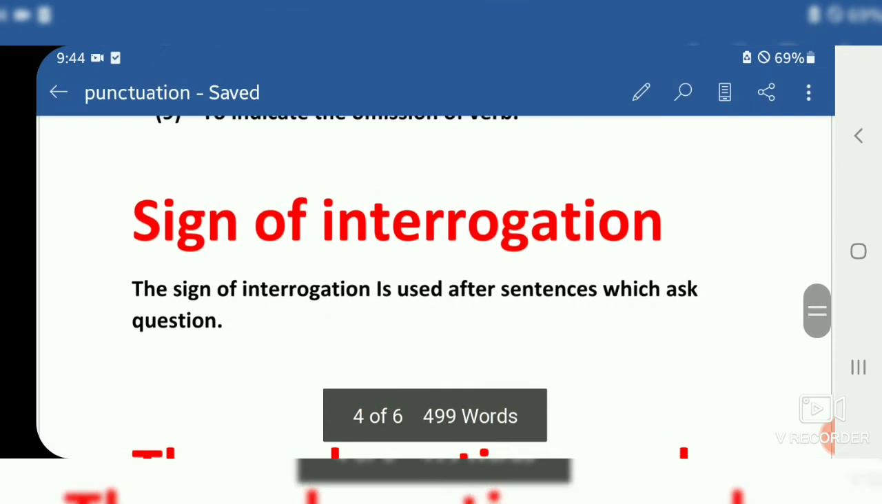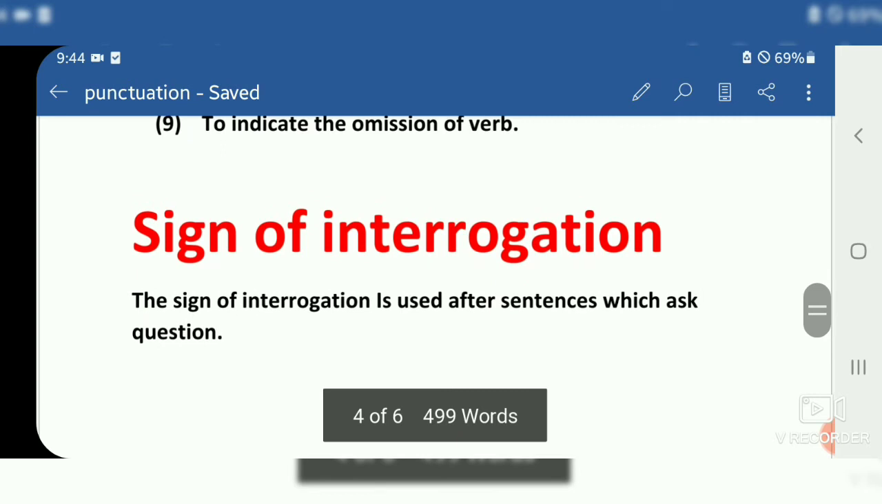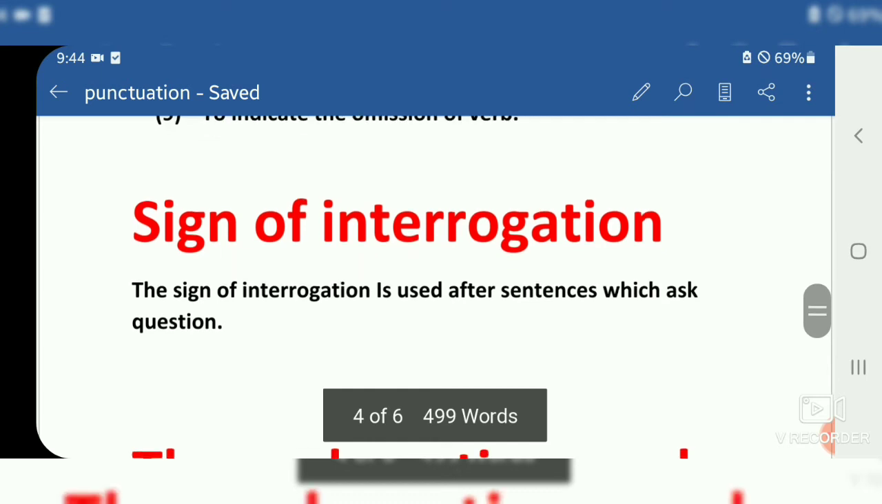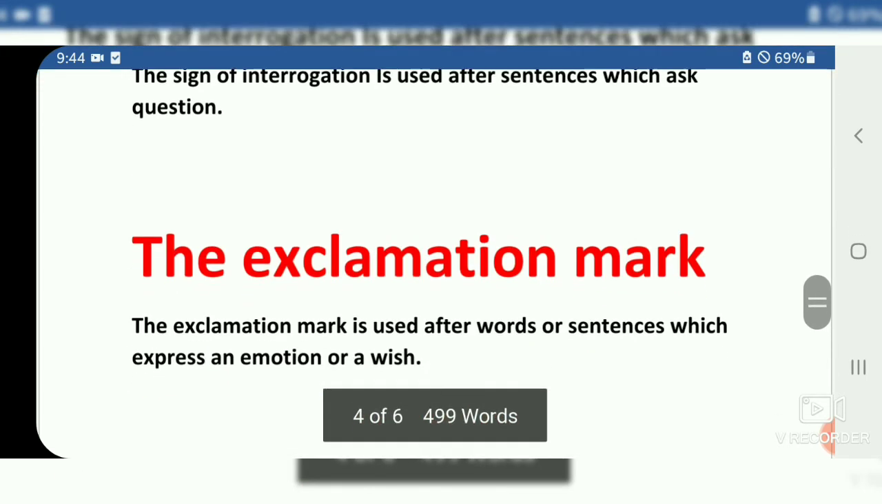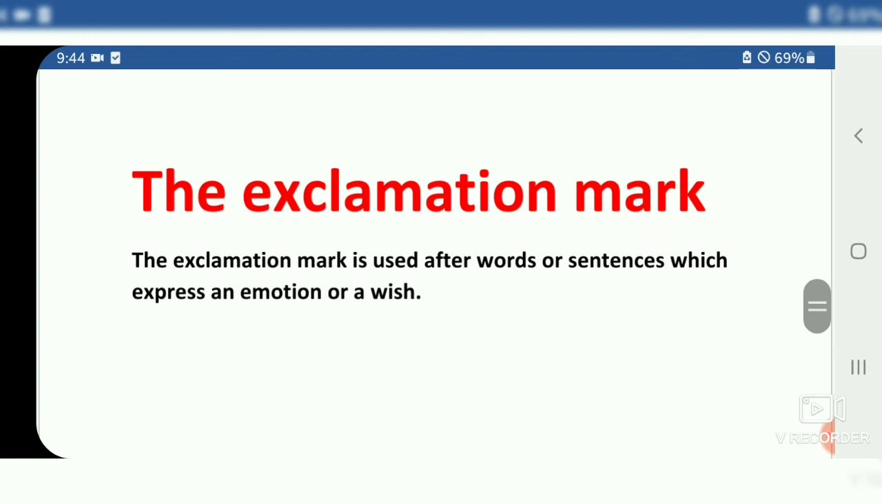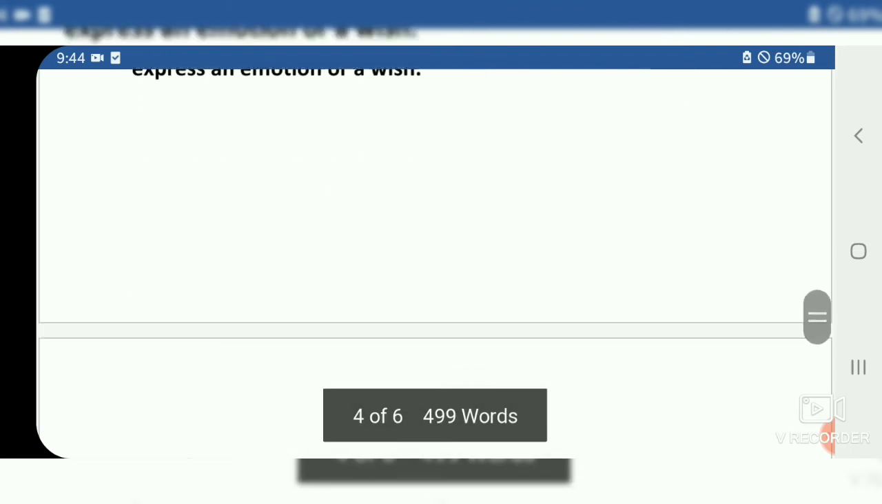The next type is sign of interrogation. The sign of interrogation is used after sentences which ask a question. A very short definition. The next type is the exclamation mark. The exclamation mark is used after words or sentences which express an emotion or a wish.